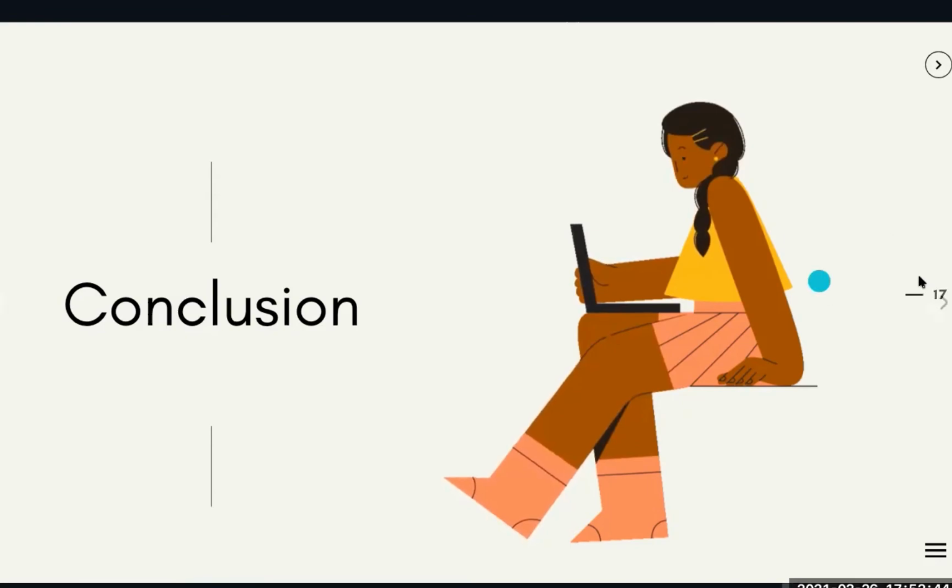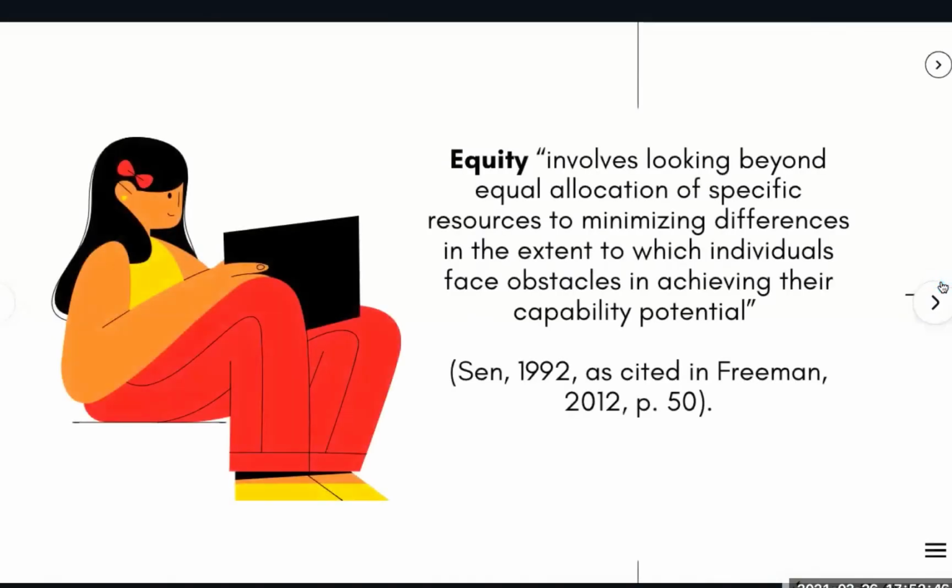According to Sen, who proposed the capabilities approach, equity involves looking beyond equal allocation of specific resources to minimizing differences in the extent to which individuals face obstacles in achieving their capability potential. Additionally, whether the content and approaches used in digital technology is culturally responsive is also something to consider moving forward to create a more inclusive environment for ELLs in the mathematics classroom.